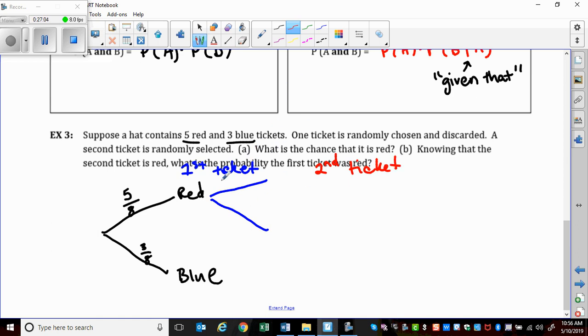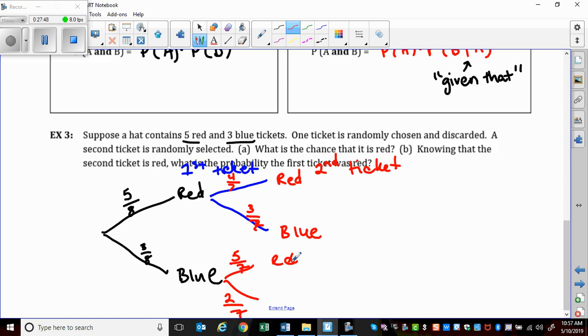So if I had chosen a red, then I'm going to have 4 reds left, and I'm only going to have 7 tickets altogether. And I will still have the 3 blue, but still 7 tickets altogether. So this is red again and blue for the second one. Now, if I had chosen a blue, I will still have 5 red, but there will still be 7 tickets altogether. And then there will be 2 blue out of that 7 tickets.